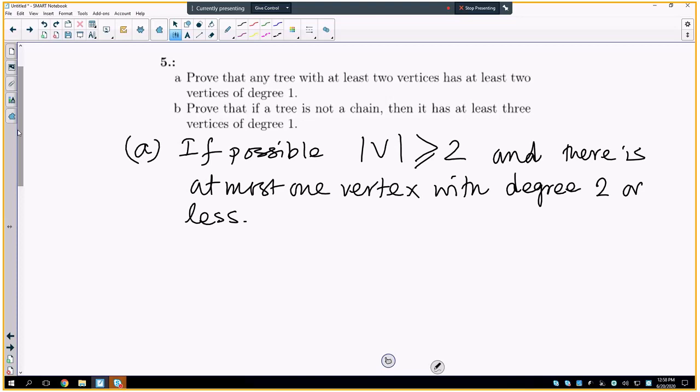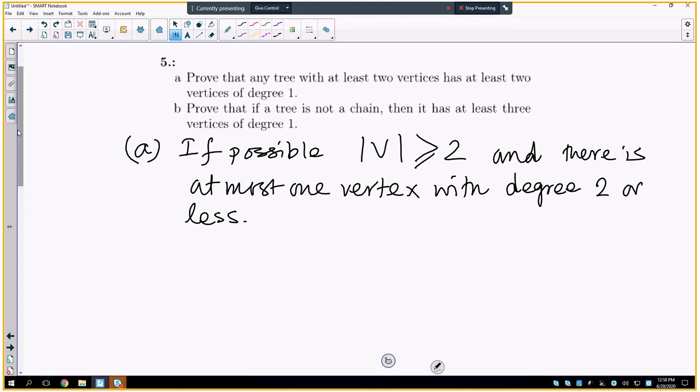I had to prove that in my tree I must have at least 2 vertex of degree 1. So instead I said, well, if possible, let there be exactly 1 or less many vertex. So I said at most 1 vertex with degree 2 or less. So let's see this situation.